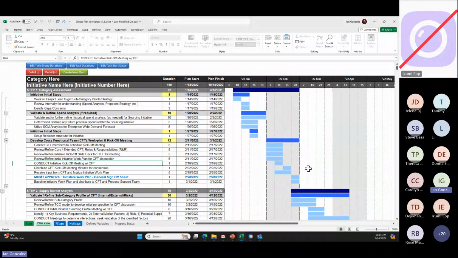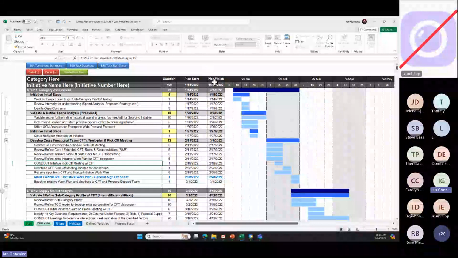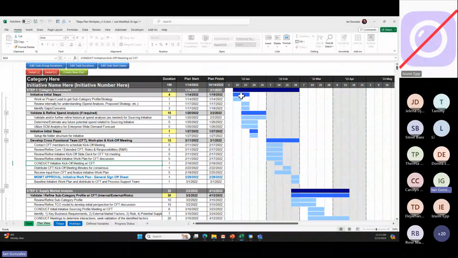And when you're in MS Project, you have extra columns for actual. So plan start, plan finish. You also have actual start, actual finish. This is not that complex. It just shows a plan.